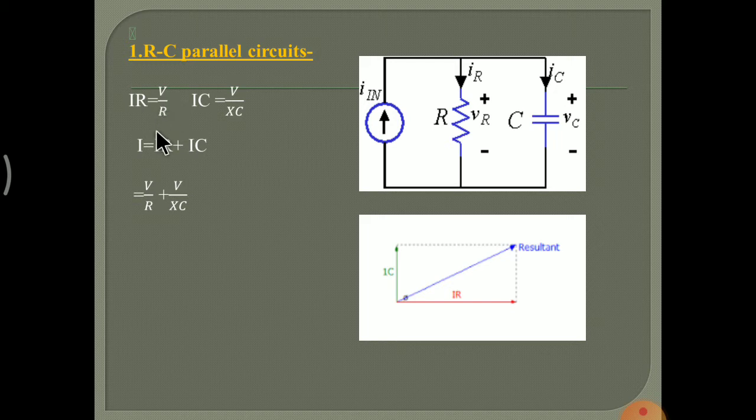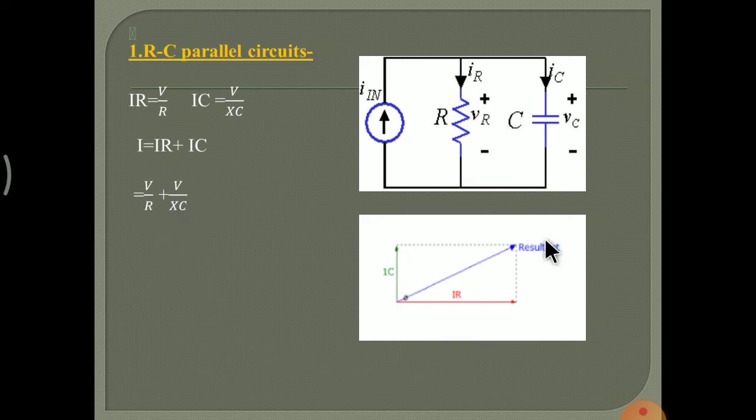IR is equal to V upon R. IC is equal to V upon XC. IR, the current through the resistor, is equal to voltage upon resistance, and the current through the capacitor, IC, is equal to voltage upon XC, that is capacitive reactance, which works like a resistance. Capacitive reactance opposes the flow of current through the capacitor. Then I is equal to IR plus IC. So IR is equal to V upon R and IC is equal to V upon XC. So I is equal to V upon R plus V upon XC.